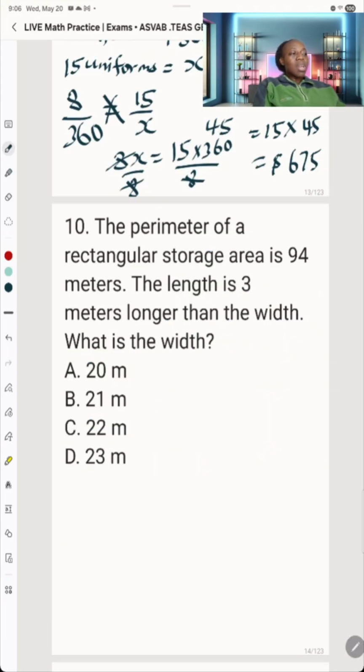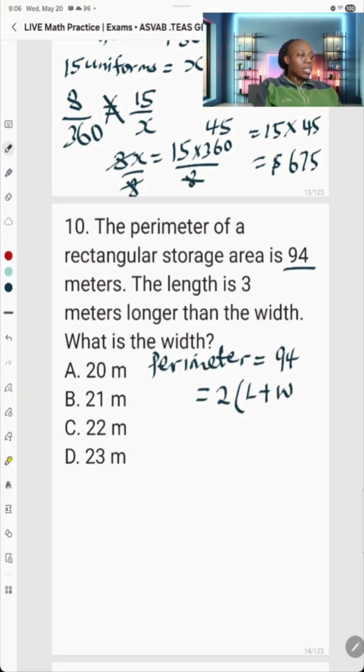Next: the perimeter of a rectangular storage area is 94. So I will put perimeter, the value is 94. So the formula is what? 2 into length plus width, which will be 2 length plus 2 width at the end of the day. So if you go back to what the question is saying now, the length is 3 meters longer than the width. So how can we write that?